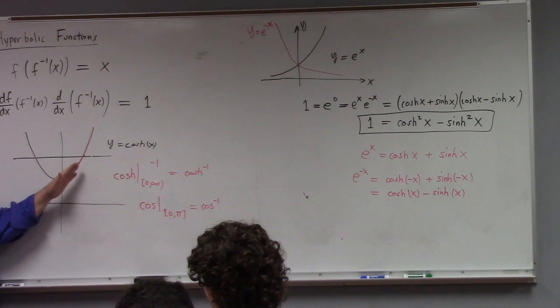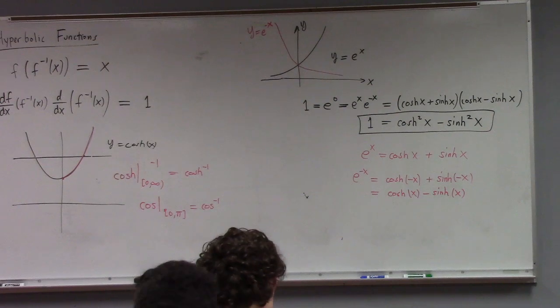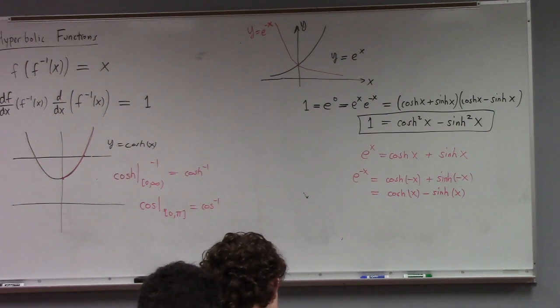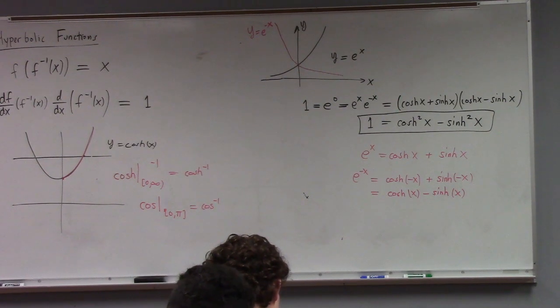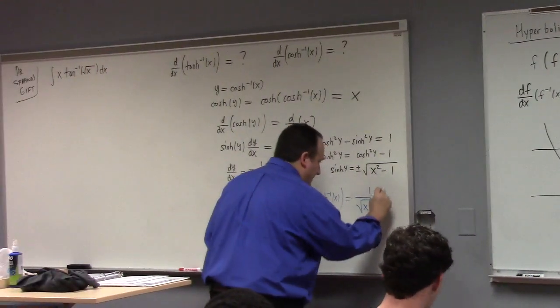Does it have a positive or a negative derivative? Positive. So what does that mean over here? We must choose the plus. That's the point. So all of that to tell you that we choose the plus, and this gives us the derivative with respect to x of inverse hyperbolic cosine of x is equal to 1 over the square root of x squared minus 1.